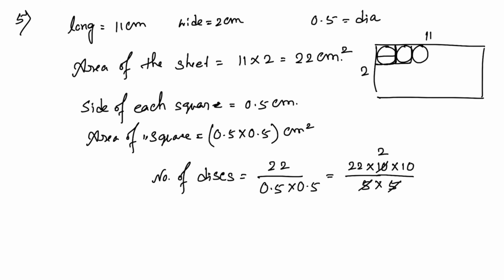So 5 cancels out with this one, and again this one, so 88 is your answer, because you know that the number of discs will be equal to the number of squares cut out. Now next, sum number 6. The area of a semicircular region is 77 centimeter square.